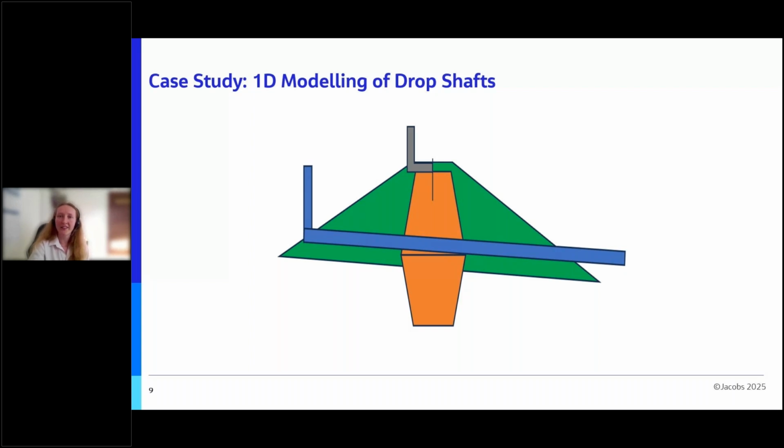You'd like to think that the system is sized to take its design flows, but some assets are really, really old, whereas the design standards have increased considerably since they were built, so the drop shaft may need explicitly representing in the model.